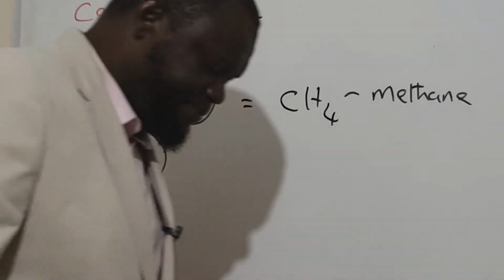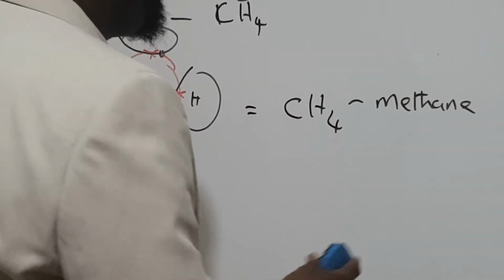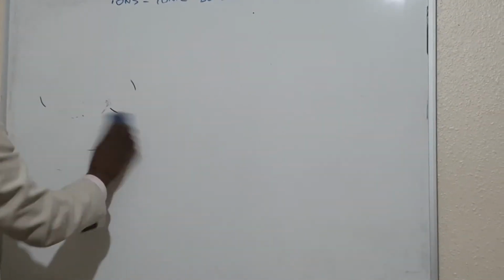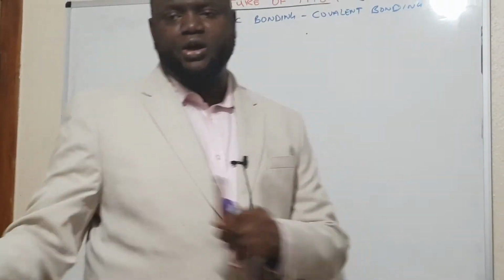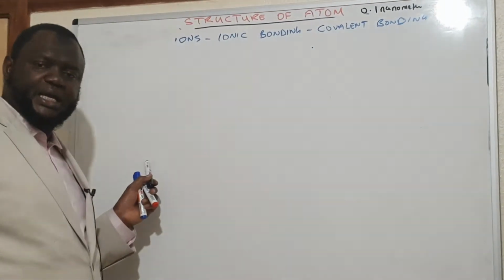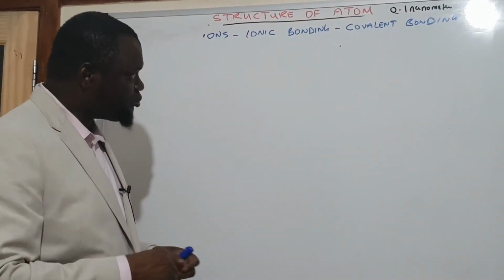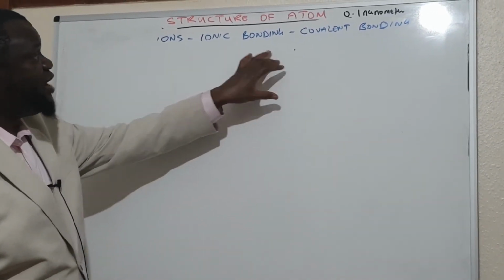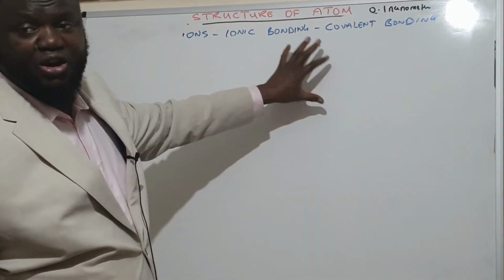So covalent bonding normally happens between 2 non-metals, and ionic bonding between a metal and a non-metal, because one donates electrons and another receives electrons. In covalent bonding, they share electrons. As we go, we look at the characteristics of ionic compounds and covalent compounds, because there are big ionic compounds and big covalent compounds.